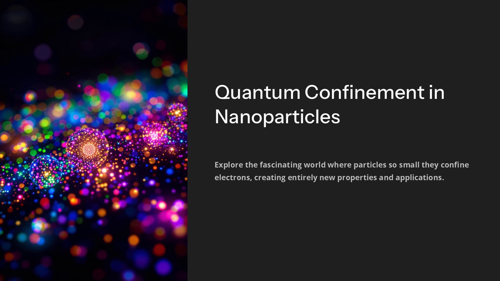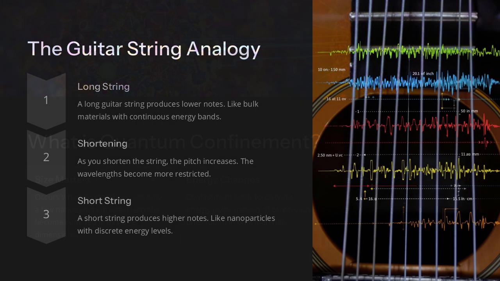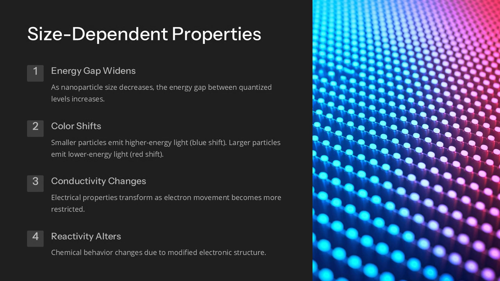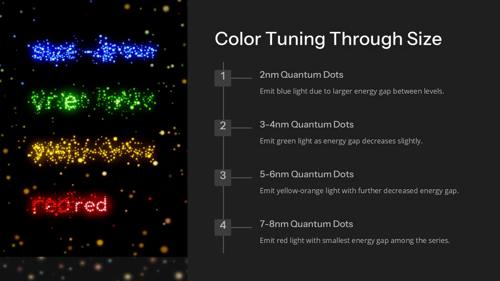Quantum confinement is a fascinating effect that occurs when nanoparticles are so small, often only a few nanometers in size, that the motion of electrons is confined in all three dimensions. This confinement leads to changes in the energy levels of the electrons, making them discrete instead of continuous, as in bulk materials. Why does this happen?